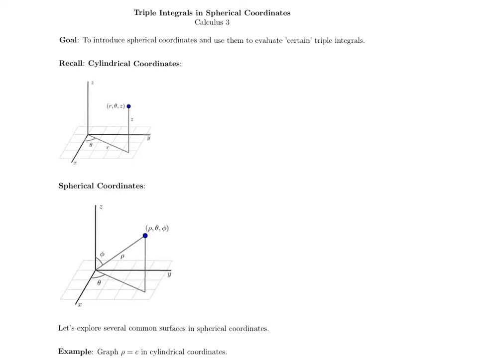And remember the standard formulas relating Cartesian and cylindrical. We have x is equal to r cosine theta, y is equal to r sine theta, and z is simply z. The Pythagorean theorem, or thinking back to polar coordinates, x squared plus y squared equals r squared.